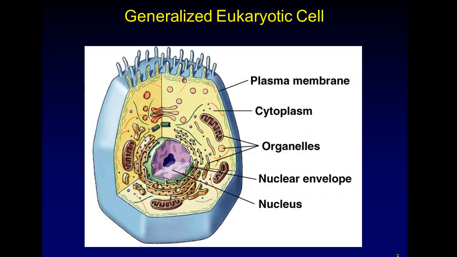Alright, so this is a generalized eukaryotic cell. We are going to learn about prokaryotic as well, but we take a look and we see that we have our plasma membrane, the cytoplasm, organelles. All eukaryotic cells have organelles, however prokaryotic cells do not have membrane-bound organelles, a nuclear envelope, and a nucleus. Again, prokaryotes do not have that, but we'll cover that more later.